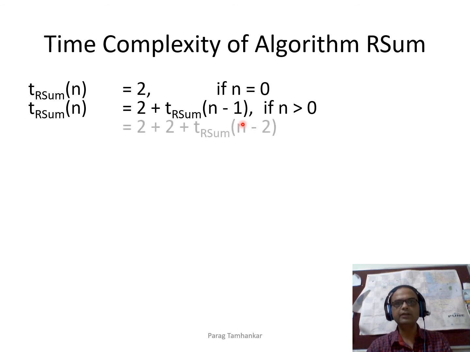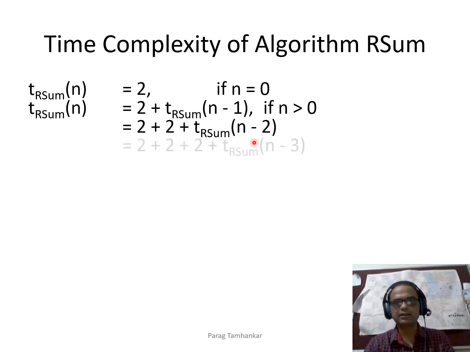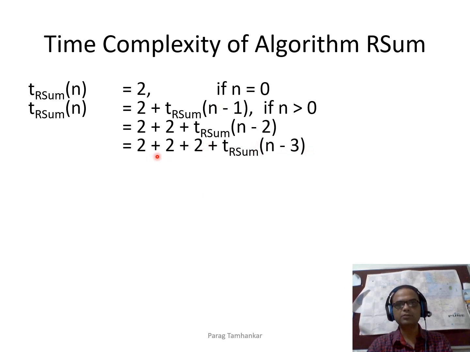Okay, so what would it be? This 2 is as it is, and t r sum n minus 1 happens to be 2 plus t r sum n minus 2. If t r sum n is 2 plus t r sum n minus 1, then t r sum n minus 1 is 2 plus t r sum n minus 2. n minus 2, quite logical. This 2 is as it is: 2 plus 2 plus t r sum n minus 2. Now we are going to substitute the value of t r sum n minus 2. What would it be? It would be 2 plus t r sum n minus 3. This 2 plus 2 is as it is.